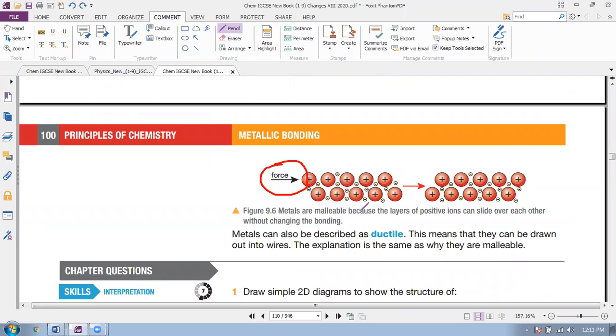This is a similar thing. That's why a metal is also called ductile. So what does the word ductile mean? It means a metal can be drawn into wires.